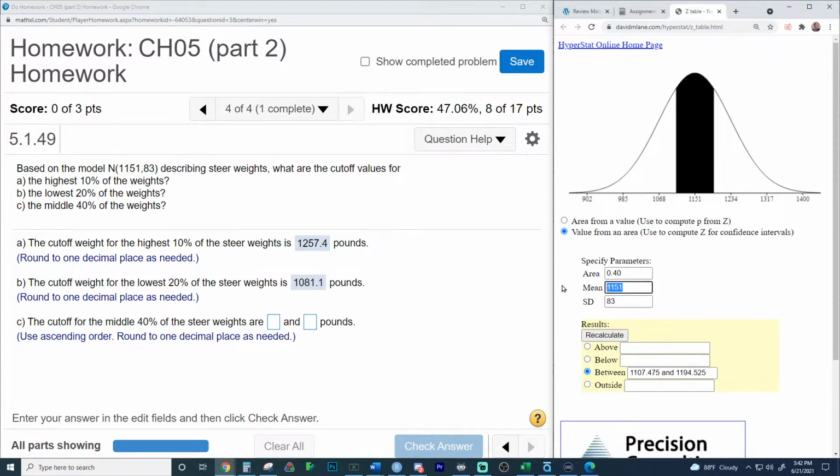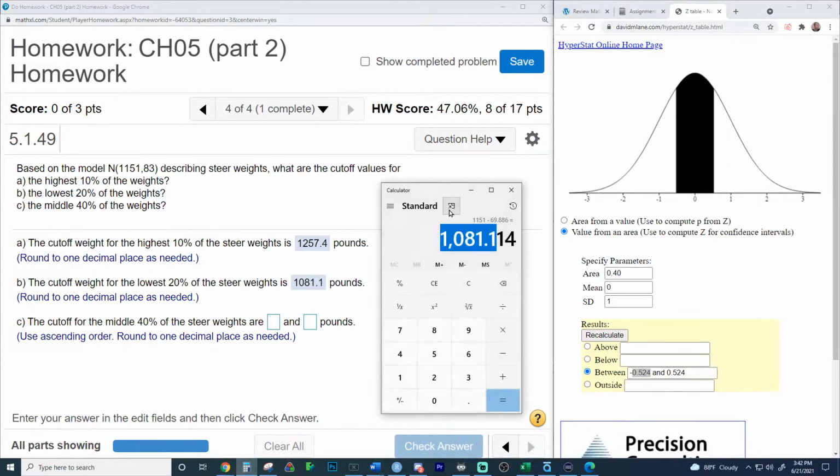So you could do this again with z-scores. The z-score way of doing it would be to take this and times it by the standard deviation. The standard deviation tells you how many units, and the z-score tells you how many standard deviations you are above or below the mean. So we are 0.524 standard deviations below the mean. We take that, subtract from the mean, and there's the answer that we just had.